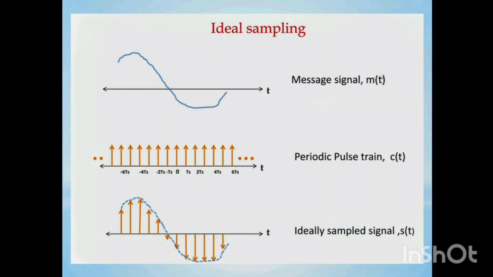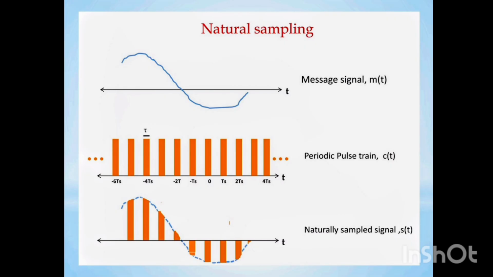Ideal sampling is nothing but the analog signal getting multiplied with the periodic pulse train as shown in the figure, and the output will have only some instances of the analog signal as shown in the figure, the ideally sampled signal. This is the natural sampling signal.